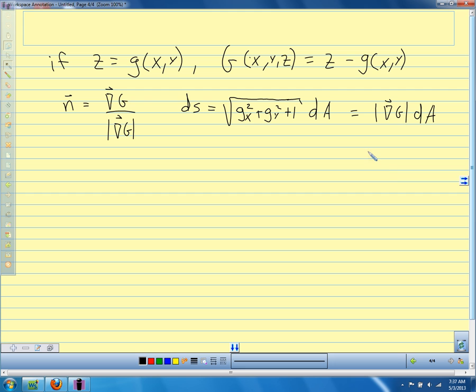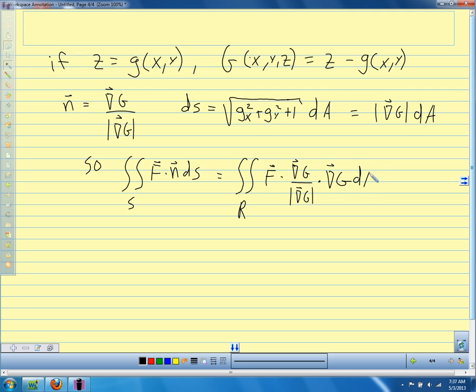So what we have, our flux integral, the double integral over our surface of f dot n ds, equals the double integral over R. I'm going to put R because we have a dA here, we have a region in the xy plane. F dot n, f dot del g over the magnitude of del g times the magnitude of del g dA.